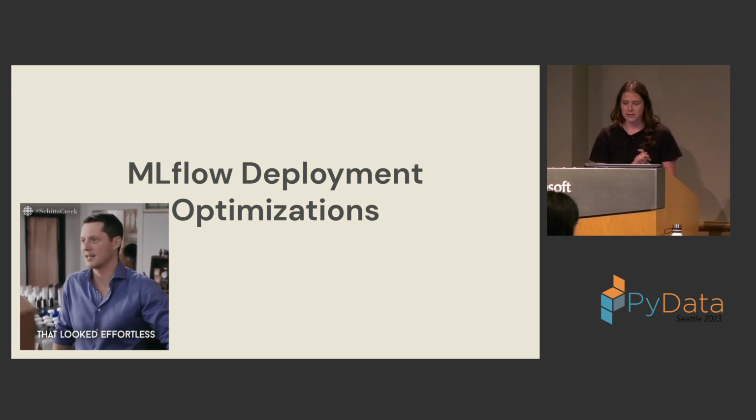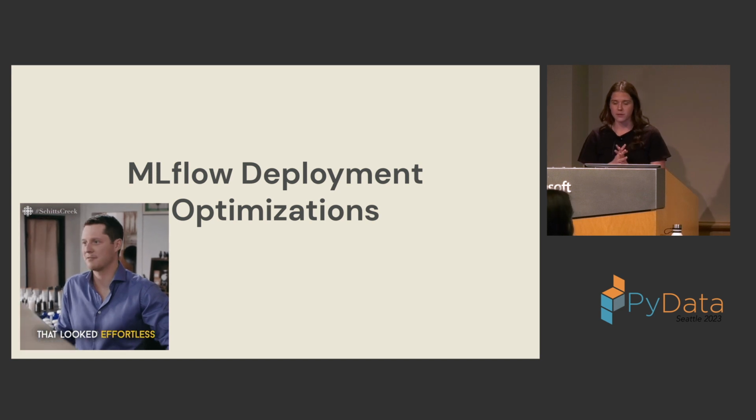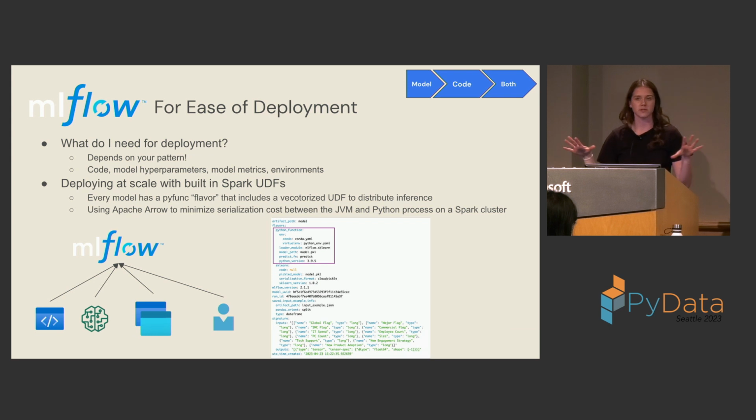OK, let's now talk about MLflow deployment optimizations. So I kind of waved my hands earlier. This is where I actually start to explain a little bit more why. If we think about making deployment easier, the number one thing that's going to help us is to identify what we need for deployment, right? What do we need to move things? How are we going to move them? In all of those pieces.